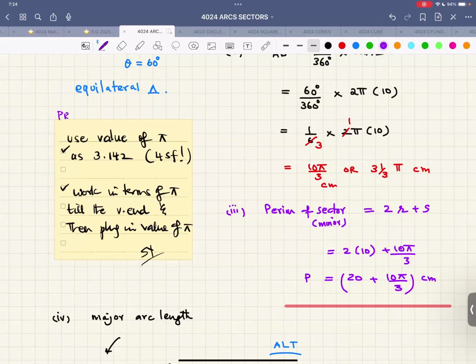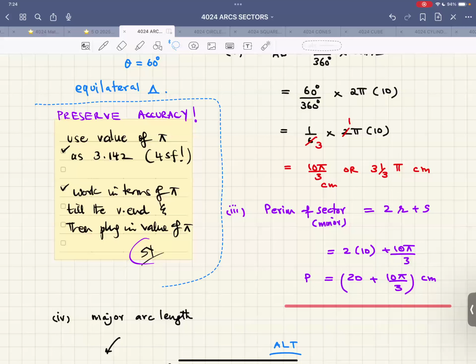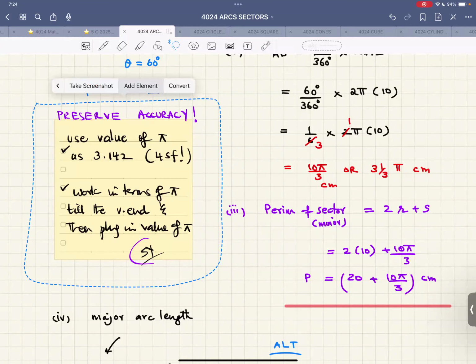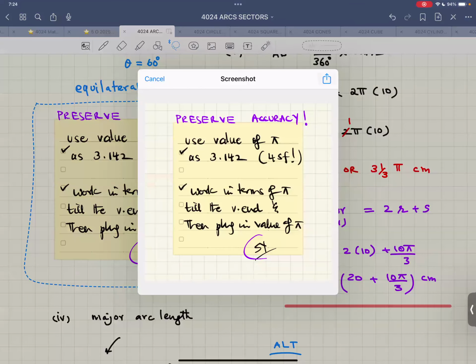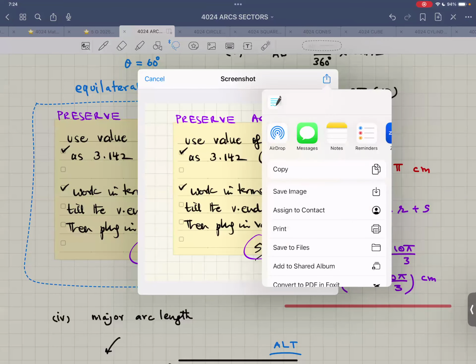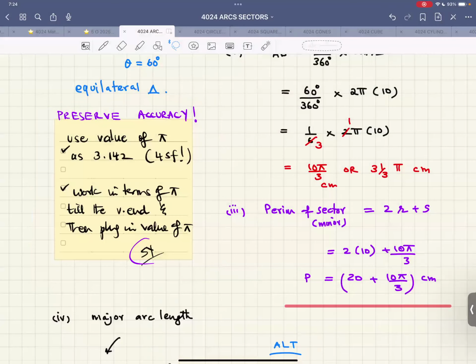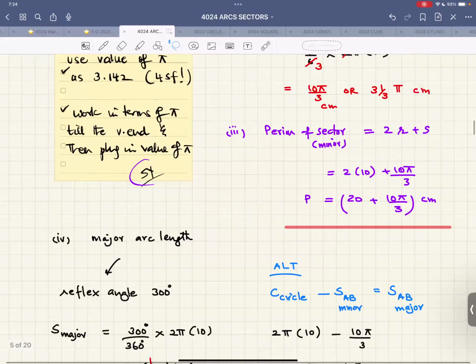So preserve accuracy. That is what we are focusing on because we don't want to lose marks just for no reason. So that is what we will follow. So let me just take a screenshot, and let me share it with you. So I'll just share it after a while. Okay, so now this thing is there.